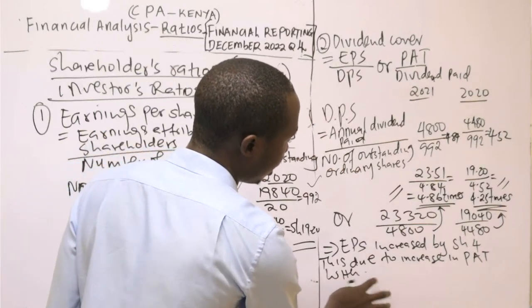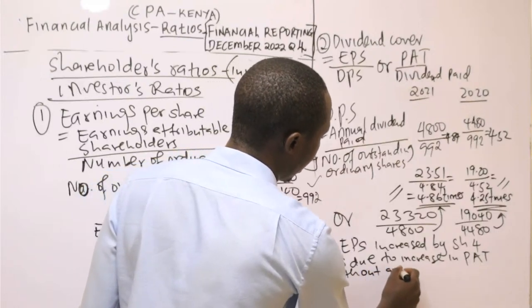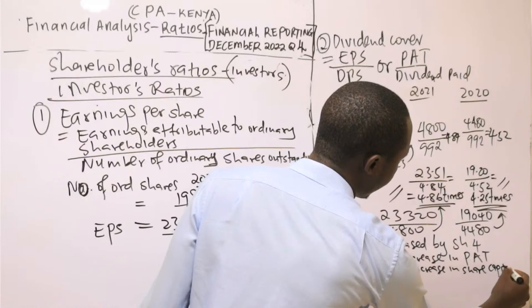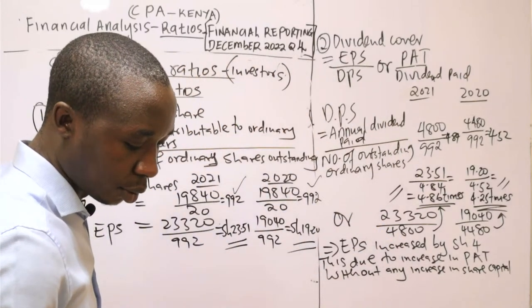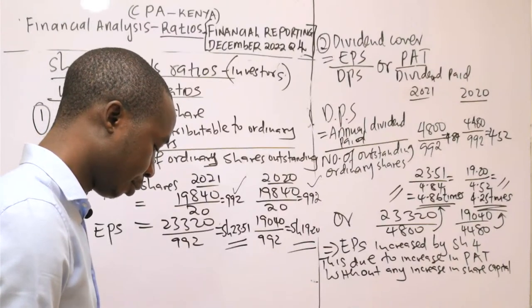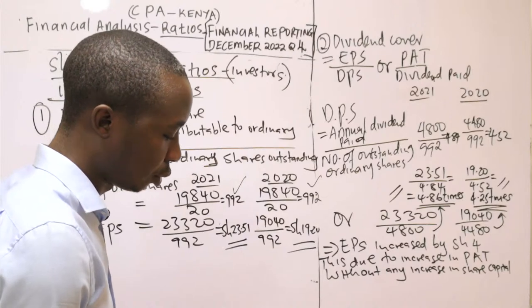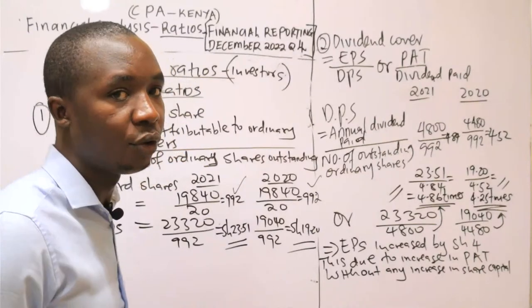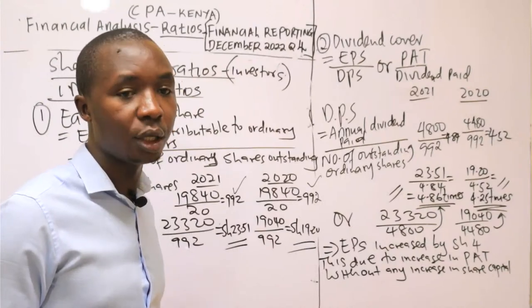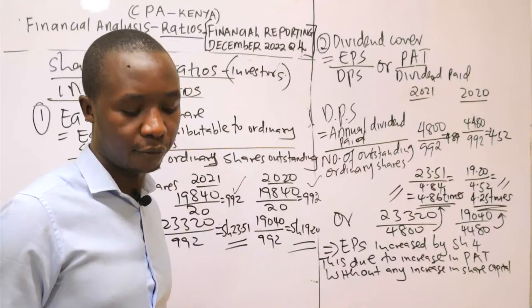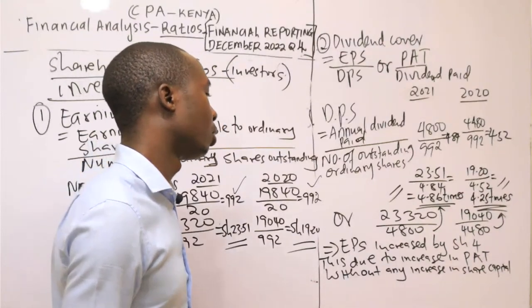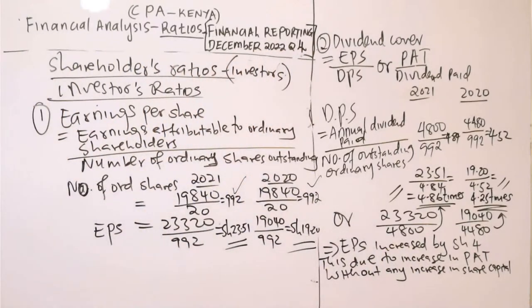Without any increase in share capital. Because if I look at my share capital in the statement of financial position, you can see there was no increase. For the two years it was 19,840, but the profit increased. So the increase in profit after tax is what made what the shareholders are getting per share go up.